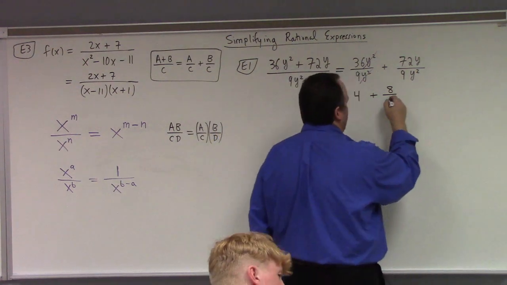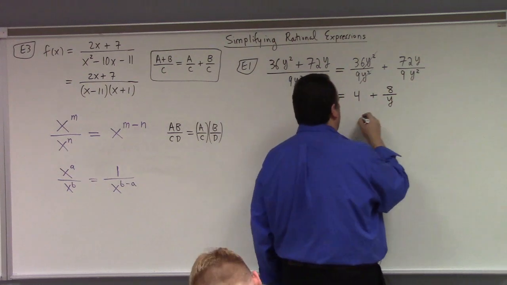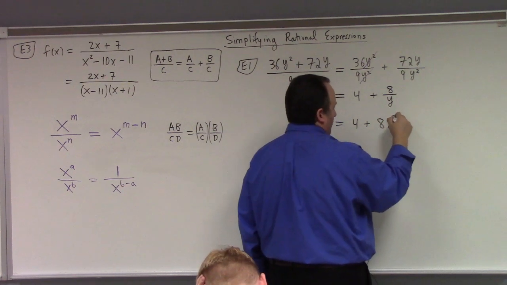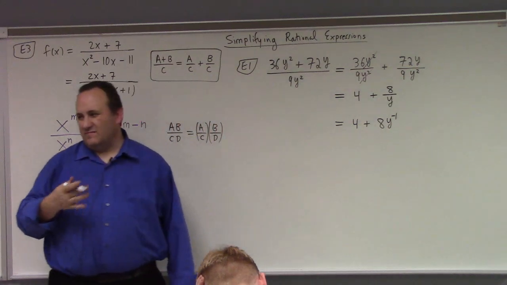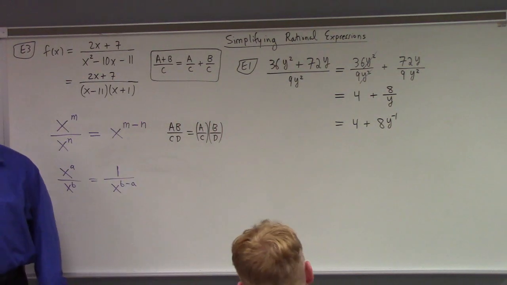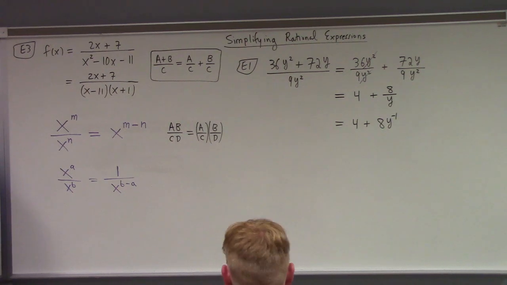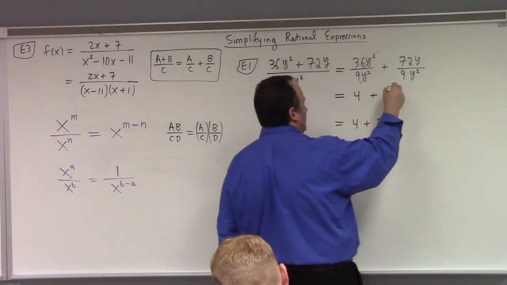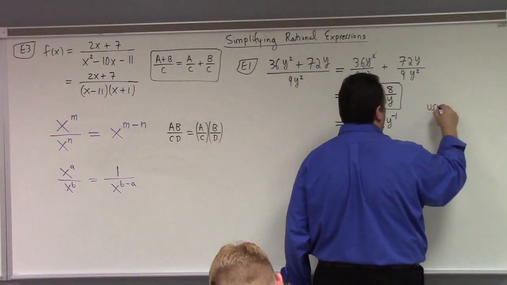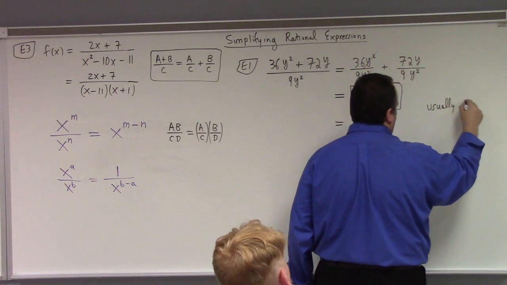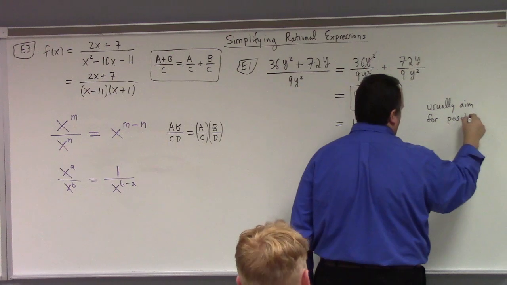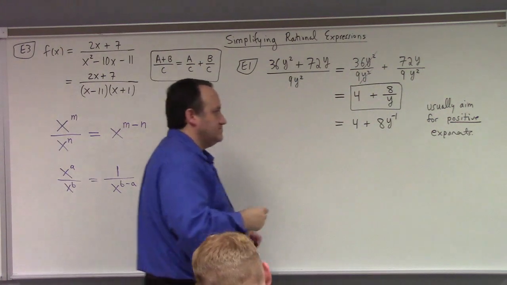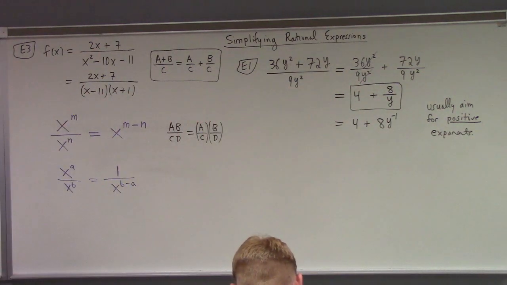So, okay, we could write two different answers here. We could write 4 plus 8 over y, or we could equally logically write 4 plus 8y to the minus 1. But I usually like to write things with positive exponents as a general default, so I tend towards the first answer as the better answer. Just as a general point of order, I usually aim for positive exponents. Y to the minus 1 is an example of a negative exponent, right?